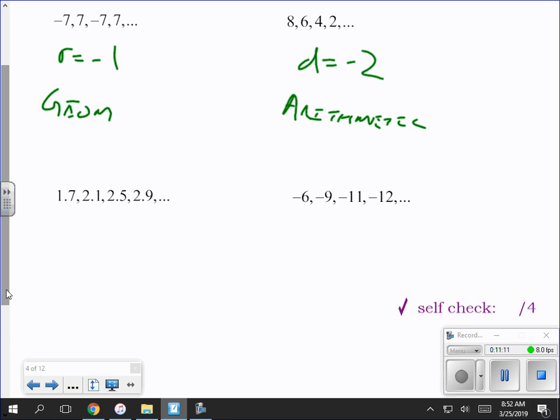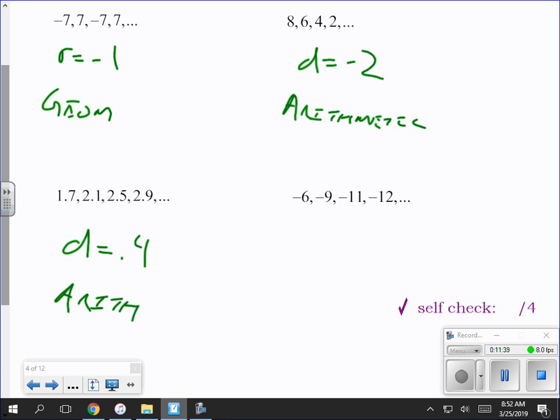Next, 1.7, 2.1, 2.5, 2.9. To go from 2.1 to 2.5, that's easy to see. That's 0.4. 2.5 to 2.9, that's also 0.4. Would that work from 1.7 to 2.1? Yeah. So this would be arithmetic, and D would be 0.4.